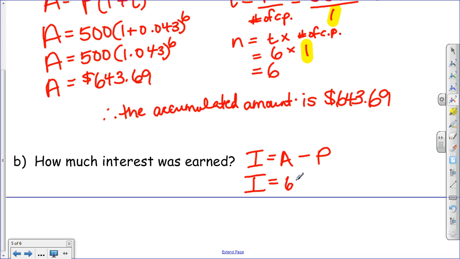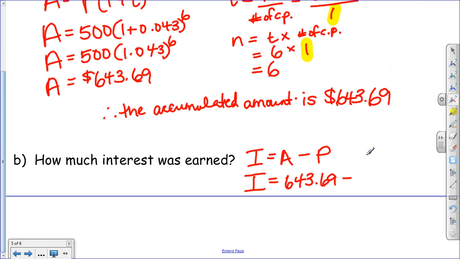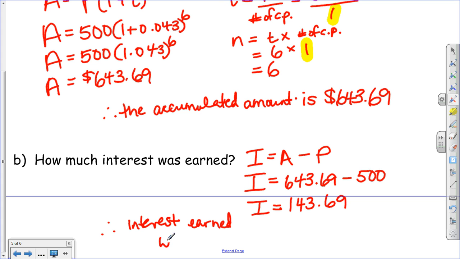And the accumulated amount is $643.69 minus the principal, which now is 500, for a total of $143.69. So that's how much interest you earned on your $500 over the 6 years that the money was invested. So therefore, the interest earned was $143.69. And that's it. Tomorrow we'll follow this up with the graphs as well as another example.